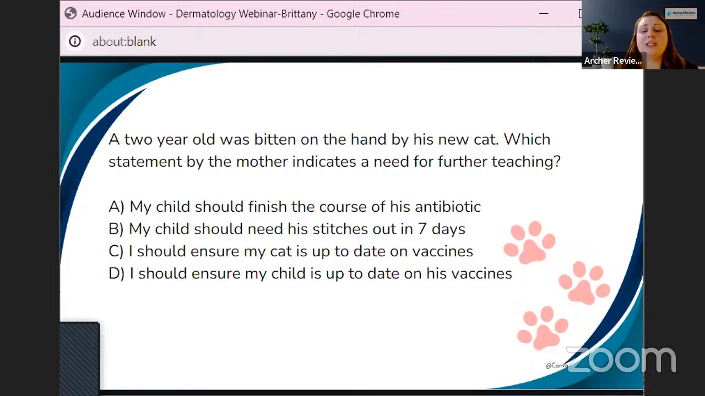So, a 2-year-old child was bitten on the hand by his new cat. Which statement by the mother indicates a need for further teaching? So I love these types of questions because it always asks in the stem of the question, further teaching, or maybe it says for understanding. So really just paying attention, because 3 of these are going to be if she says all the right things, and then one of them is going to be she didn't say the right thing and she needs more education. So just, again, get in the habit of paying attention to the stems of your questions, asking what it's actually asking for. So any guesses here?